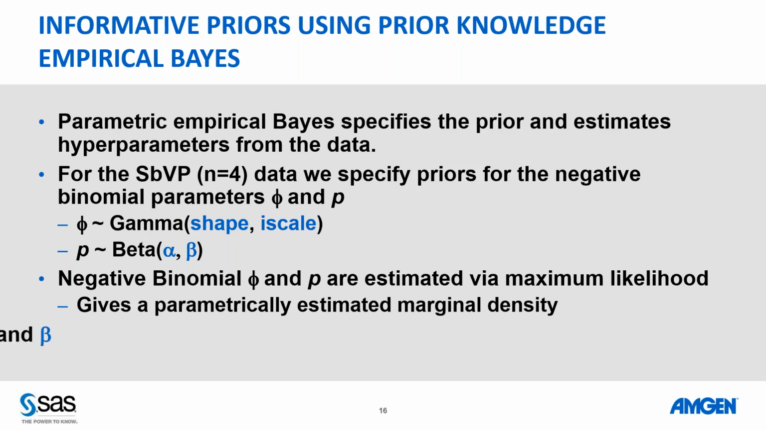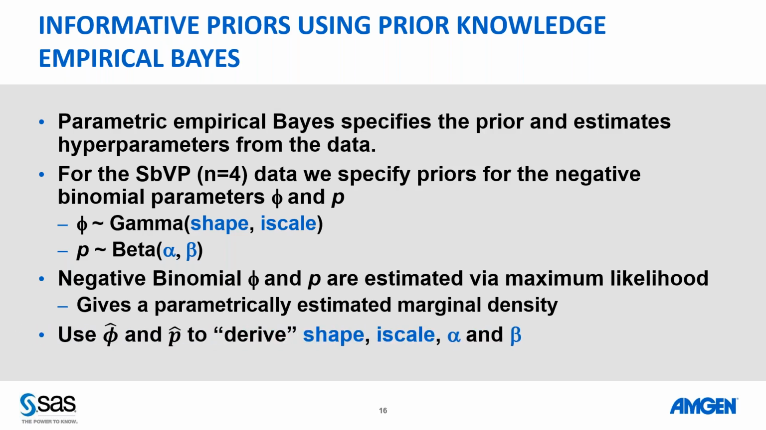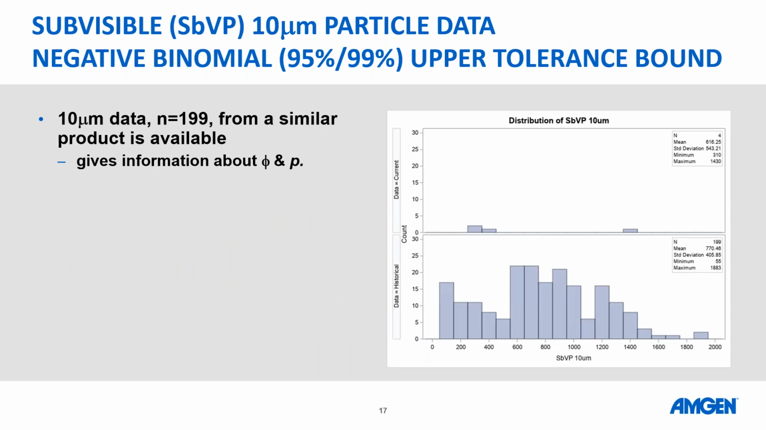And then once we have those parameters, we're going to use the phi hat and p hat, the maximum likelihood estimates of those 2 parameters, to derive the shape and inverse scale, alpha and beta. And you may be thinking, how are we going to do that? You may be thinking that we're going to get into a mathematical exercise with a lot of equations and try to figure out how to go from the phi hat and p hat to the 4 hyperparameters. But actually it's a little easier than that.